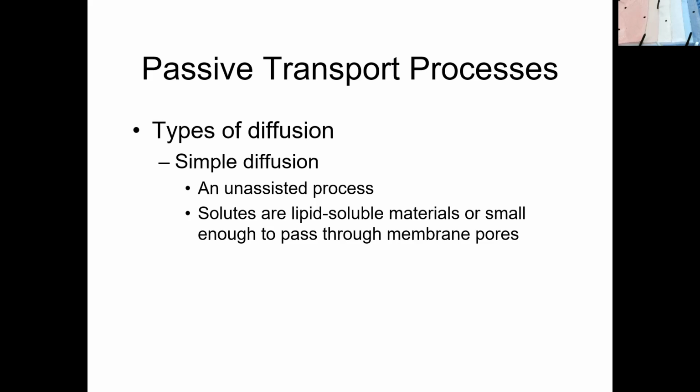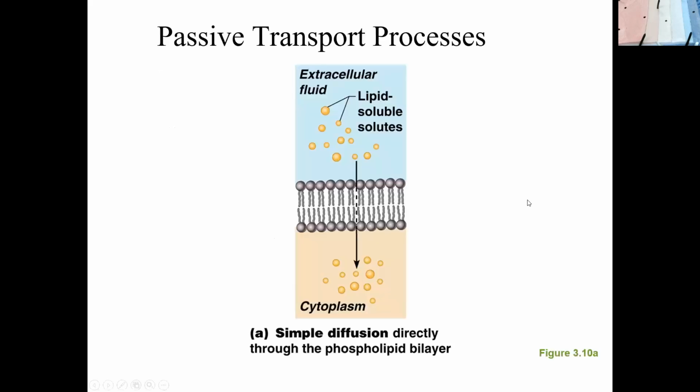Anything that is made out of proteins or with a lot of water or carbohydrates doesn't get through unless it has some help. And so simple diffusion tries to keep a lot of things out. Cells are real picky about what they let in and what they let out.